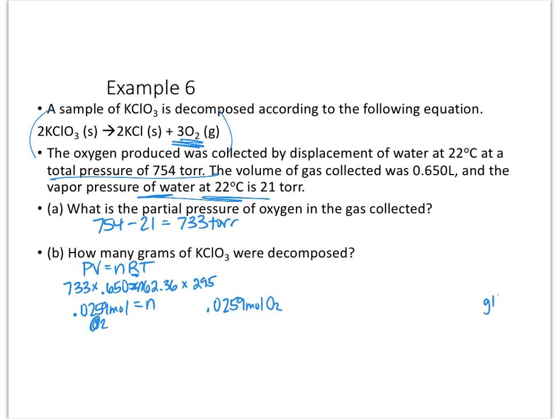I want to get that over to grams of KClO3. So first step is we have moles of oxygen already, so we can get rid of moles. 3 moles of oxygen on the bottom, 2 moles KClO3 on top. Now I have moles of KClO3. I can get to grams of KClO3 using the gram formula mass, 122.55 grams per mole. Cancel those out, and you get 2.12 grams of KClO3.